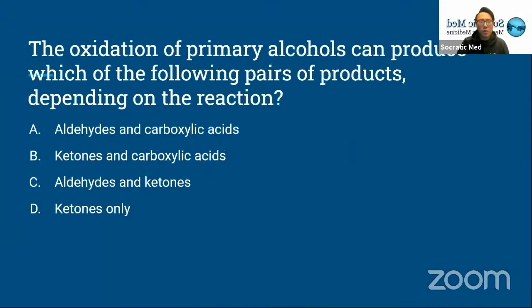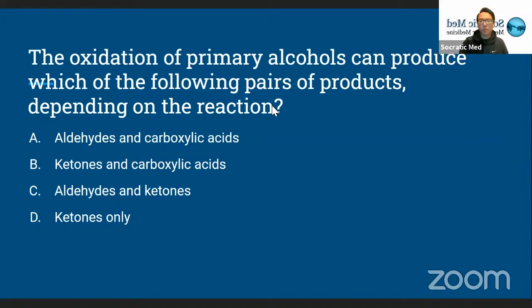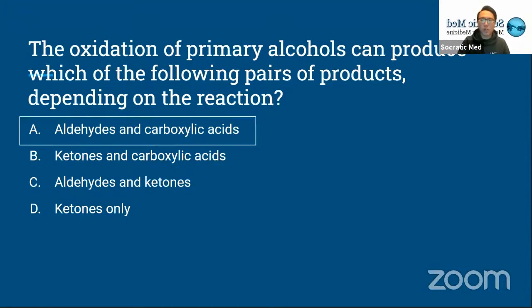Let's try out this question. The oxidation of primary alcohols can produce which of the following pairs of products, depending on the reaction? Okay. Most people pick choice A, and yeah, that's the correct answer.